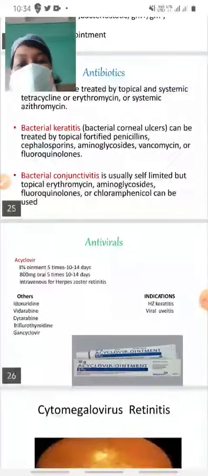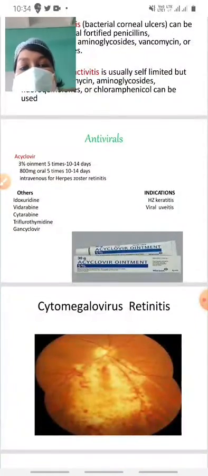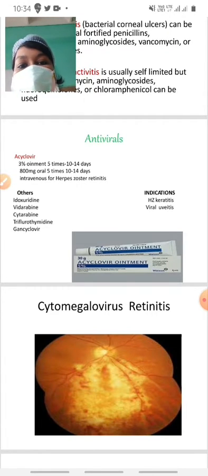Now next is a very important subgroup, the antivirals. So in the antivirals, the most important is acyclovir. We get it in the form of ointment, that is the 3% ointment. The dosage is it should be given 5 times a day for at least 2 weeks, and the oral dose is 800 milligram. It should also be taken 5 times a day for a maximum of 2 weeks. And also we can give it through the intravenous route for herpes zoster retinitis.